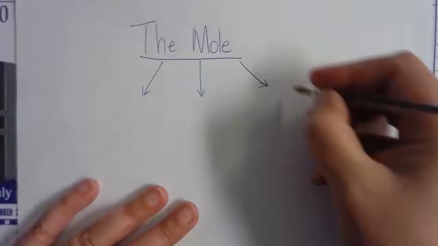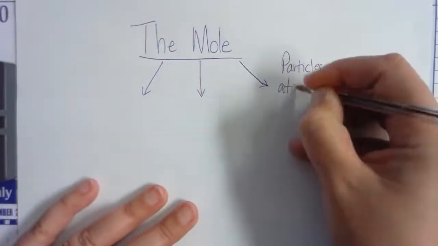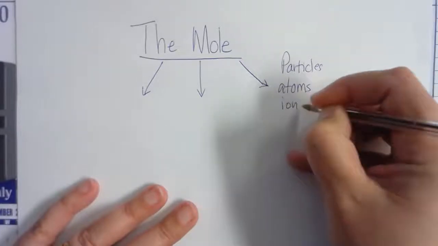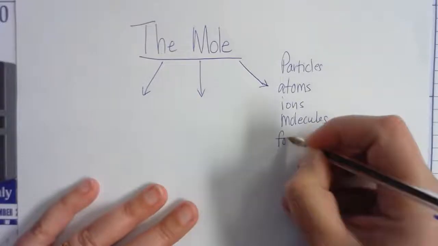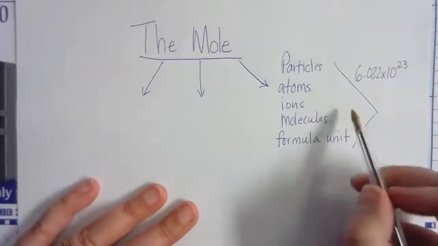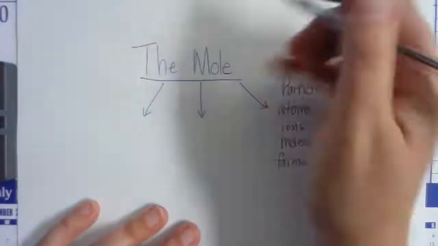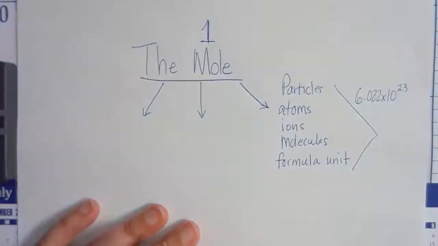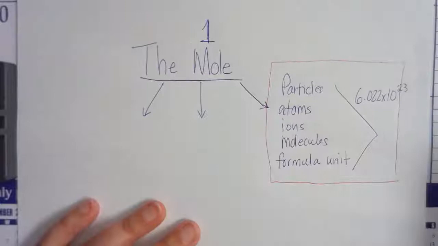So we learned that the mole was three things. Okay, so particles, and that could be atoms, it could be ions, it could be molecules, and it could be formula units. There was a number associated with that. Do you guys remember what the number was? 6.02 times 10 to the 23rd is probably enough. And this is equal to 1 mole. Okay, so that's one conversion factor that we can have. All right. There were two more in the video.